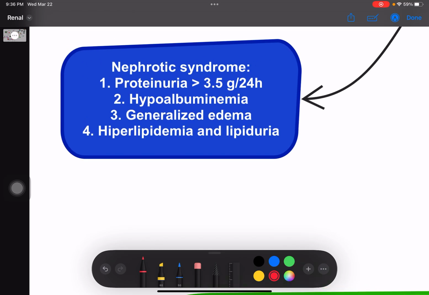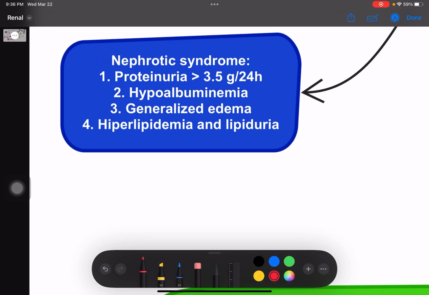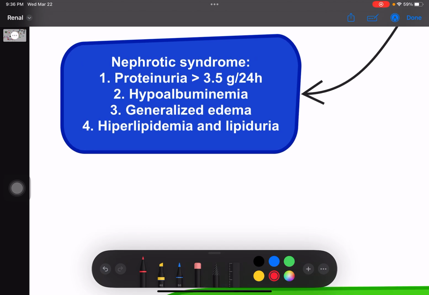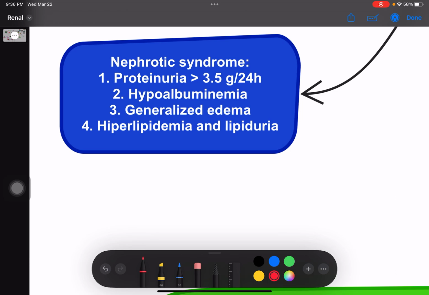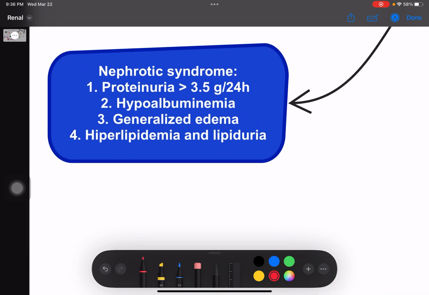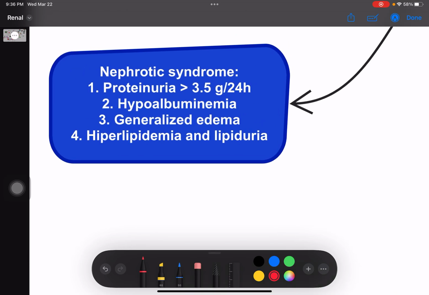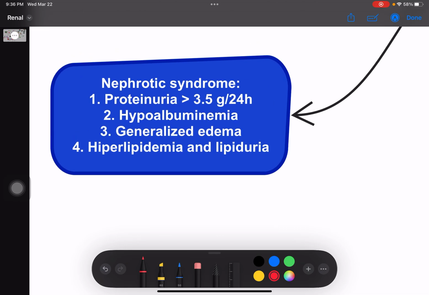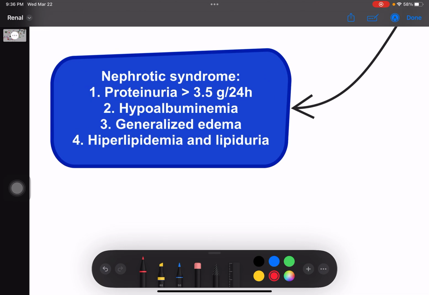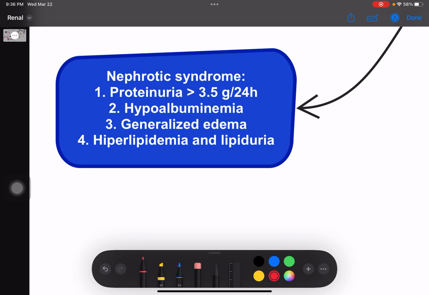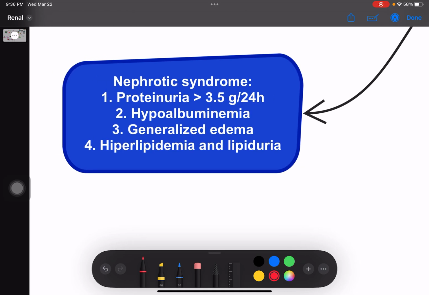We have hypoalbuminemia, which means a decreased amount of albumin in the blood due to proteinuria, as you know. So albumin is getting lost in urine. So there's generalized edema due to loss of proteins, and we have hyperlipidemia and lipiduria.